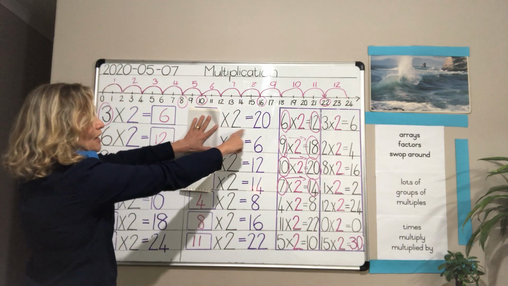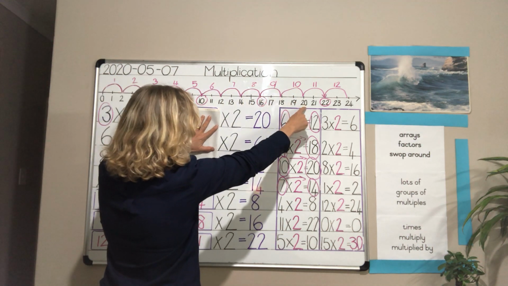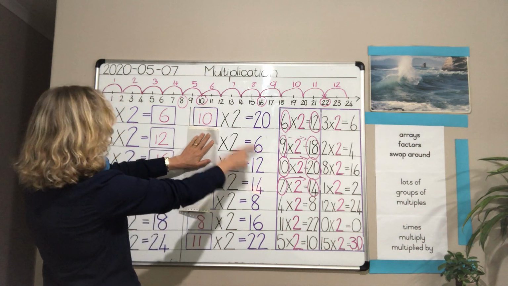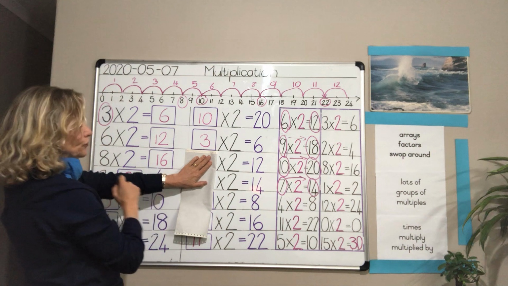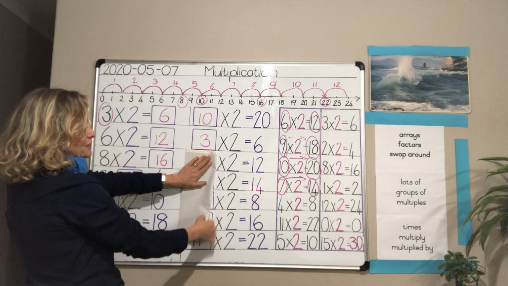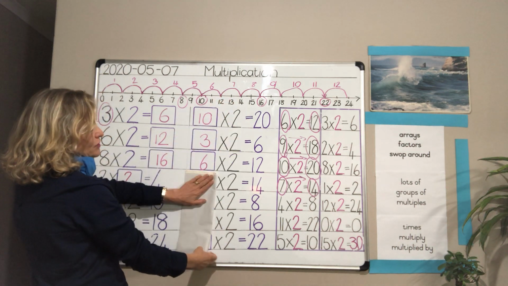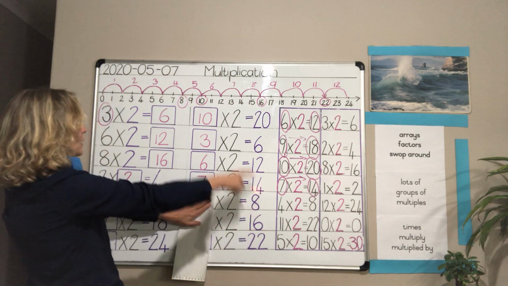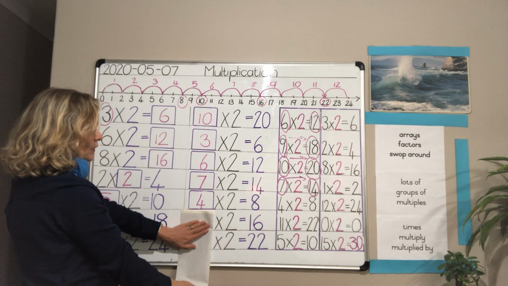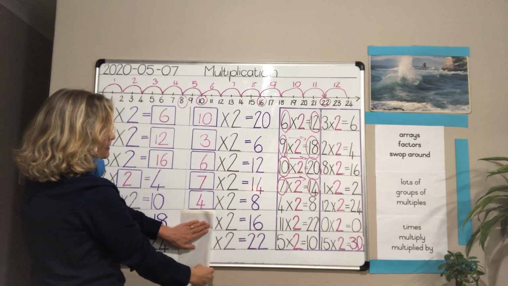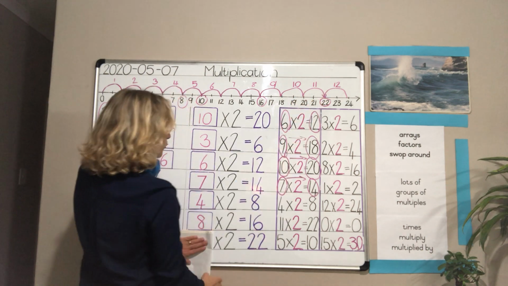Let's look at these. What times 2 equals 20? And we see 1, 2, 3, 4, 5, 6, 7, 8, 9, 10 twos gets us to 20. What times 2 gives us 6? 1, 2, 3 twos gets us to 6. What times 2 gets us to 12? You're on it. 6 skips of 2 gets us to 12. What times 2 gets us to 14? Very good. 7 twos gets us to 14. What times 2 gets us to 8? Yes, that's right. 4 twos gets us to 8. What times 2 equals 16? Yes, you're right. 8 times 2 equals 16. 8 skips. What times 2 equals 22? Very good. 11 times 2 equals 22.